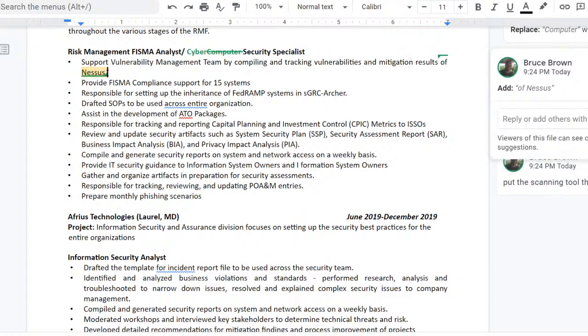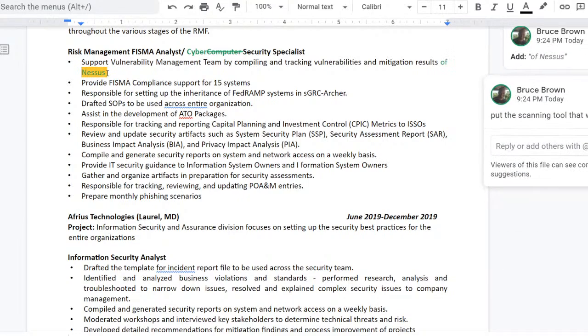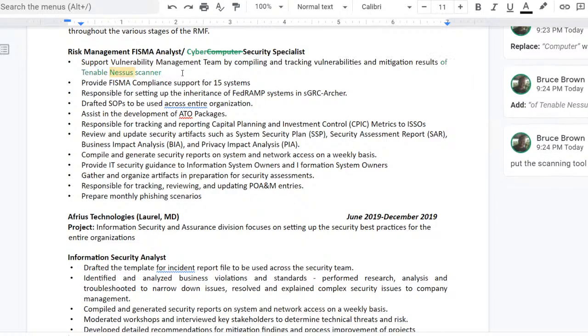Nessus vulnerability scanner. Tenable, actually. Tenable, let's say, Tenable Nessus, whatever it's called. Vulnerability scanner. Right? If it was Qualys, put that. If it was whatever it was, put that in there. Specific. And that's actually a keyword that somebody's going to research. They're like, hey, I want somebody with experience with Nessus, and so they'll put that in there.